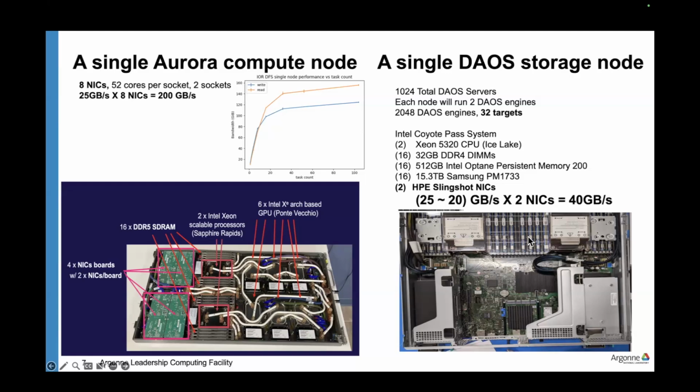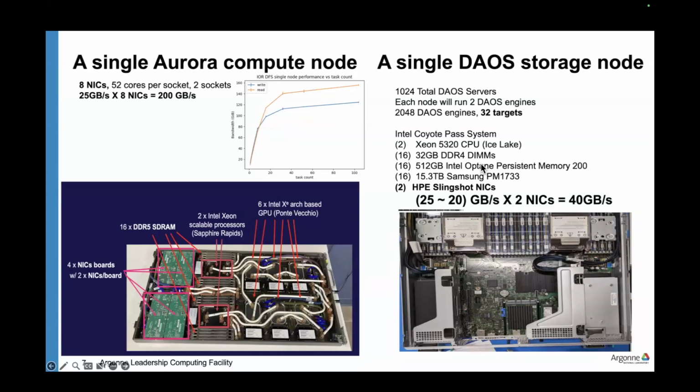On a DAOS node, as I said before, we have both persistent memory as well as SSDs. So we have 16 Intel Optane persistent memory and 16 SSDs. Each SSD is around 15 terabytes and each persistent memory is around half a terabyte. So this is just a single DAOS node.